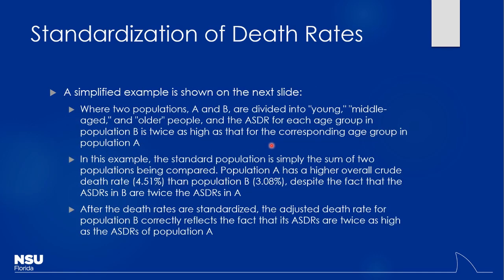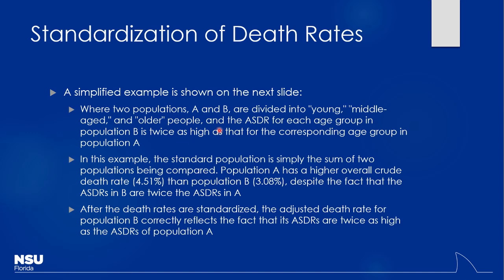So let's look at the next example here. We're going to have two populations, let's say A and B, and they get divvied up into young, middle-aged, and older people. Okay, so that's how we're going to be breaking that down. And then we're looking at the age-specific death rate for each group, and we're actually going to see that for population B, it's actually twice as high as population A. When you're looking at the crude numbers, though, you're going to see that it doesn't really bear that out. It's going to look like Group A had much higher death rates from a crude perspective.